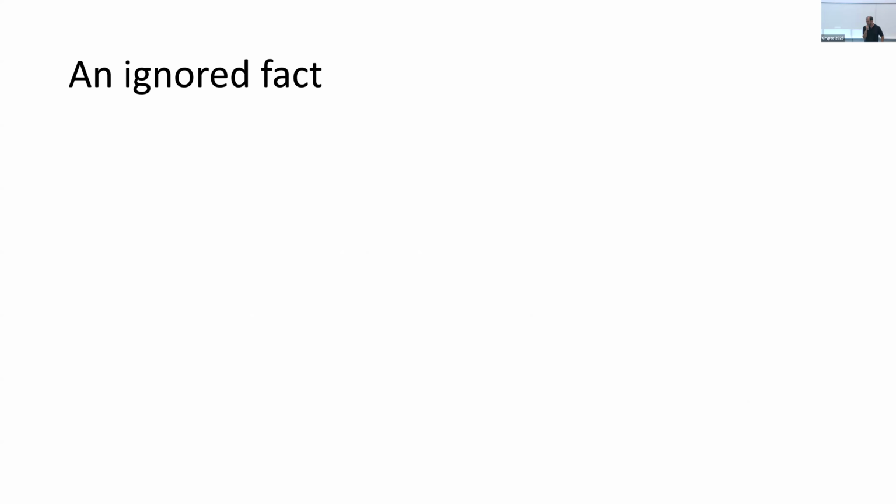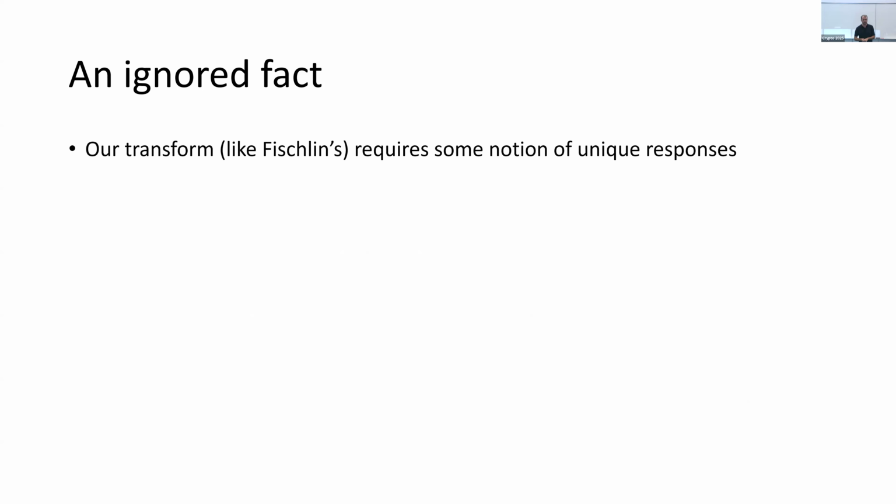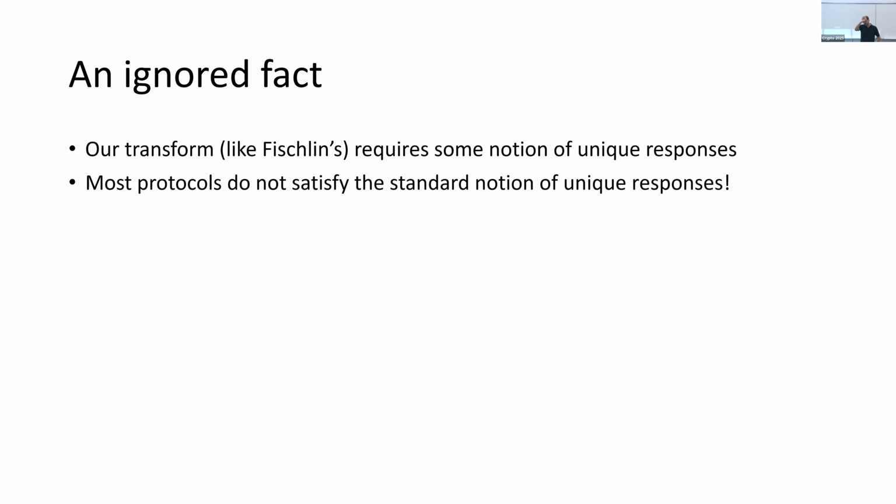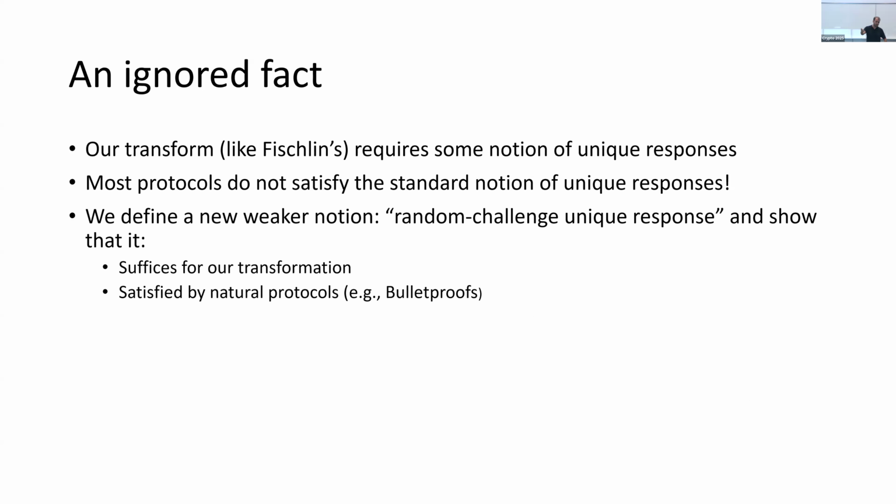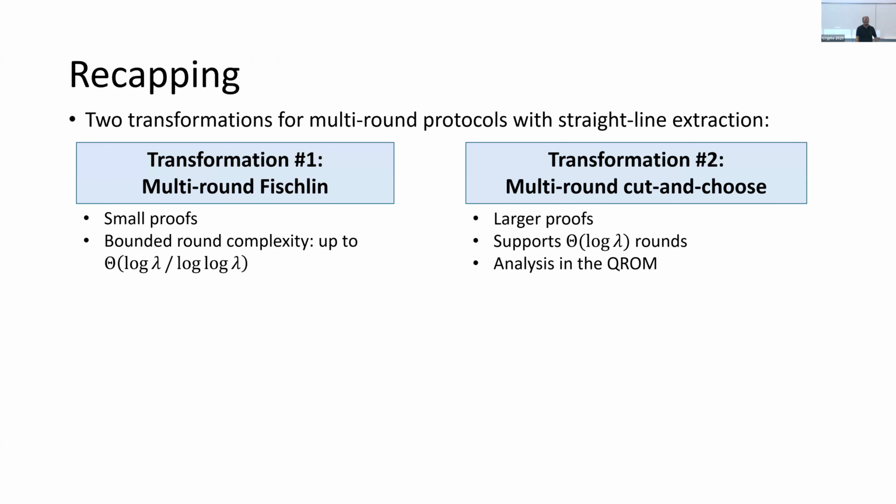A fact that I ignored is the following. Like Fischlin's transformation, our transformation also relies on some notion of unique responses, which says that it's hard to find two responses for the same challenge. This is true for Sigma protocols, but most protocols that are multi-round do not satisfy the standard notion of unique responses. So we had to introduce a new notion, which is both sufficient for our transformation and is satisfied by most interactive multi-round protocols.